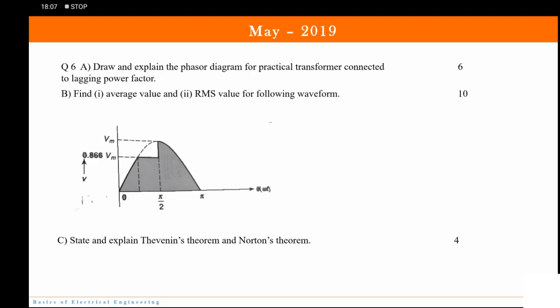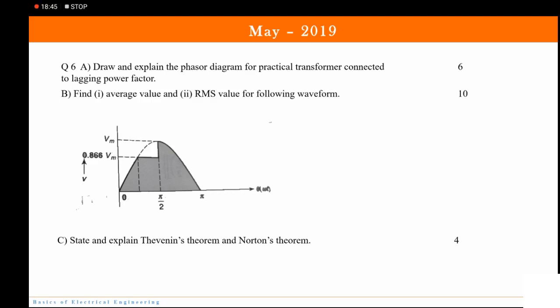6b says find the average value and RMS value for this waveform, and it has been asked for 10 marks. Exactly the same numerical with the same values was solved in chapter number 2, AC circuit, when we did average value and RMS value. So you can refer to that. And the third part, which was asked for 4 marks, says state and explain Thevenin's theorem and Norton's theorem. In chapter number 1, we did Thevenin's theorem and Norton's theorem in detail. So you can refer to that.